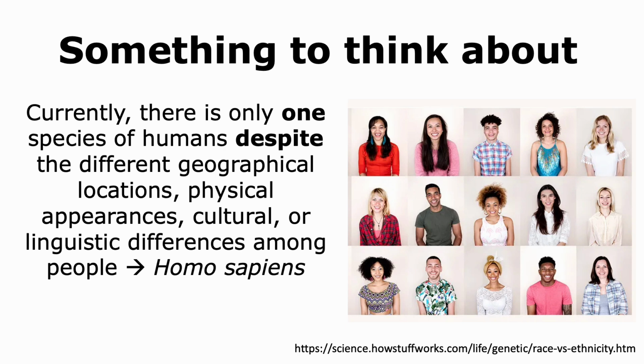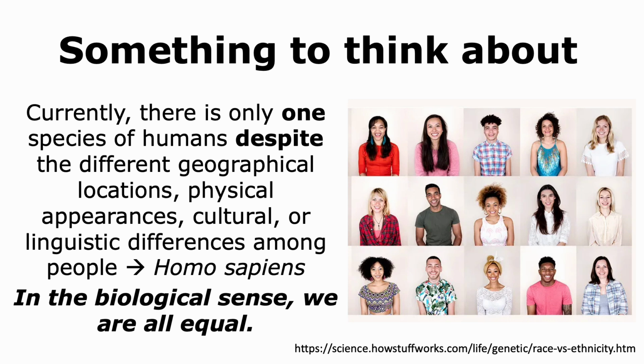Based on the definition of the biological species concept, it is worthwhile to take a moment to think about our own species. Humans can be found in different geographical locations around the world and look different. They have different cultures as well as linguistic differences. But despite all of these differences, we all belong to the same species of Homo sapiens. And hence, in the biological sense, we are all equal despite the diversity that we see amongst each other, which should be considered as a strength.